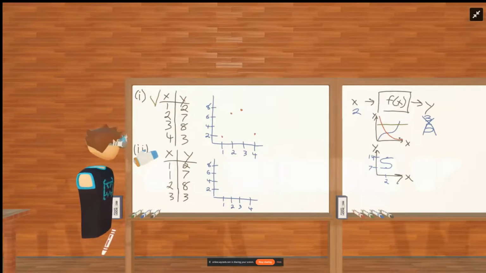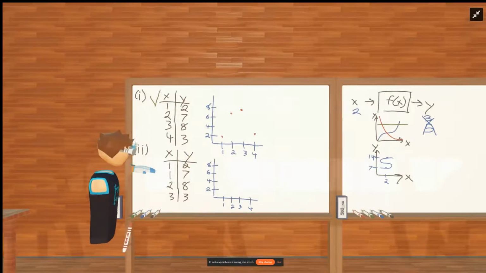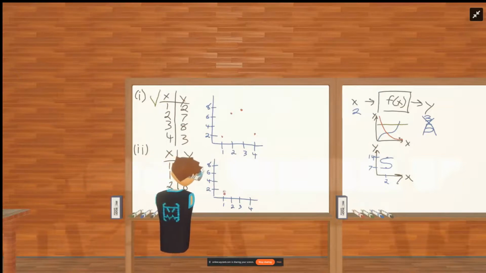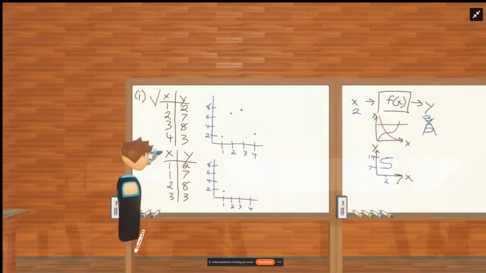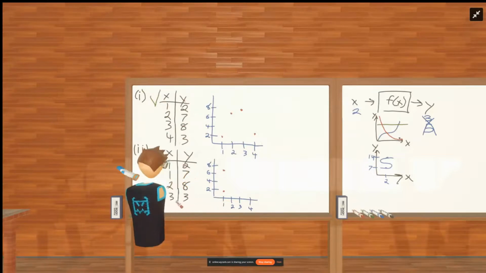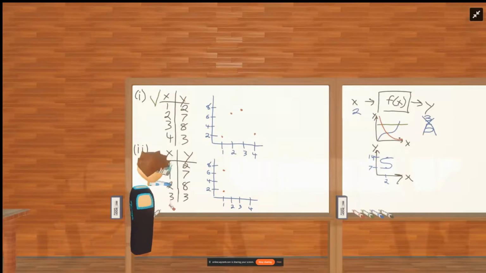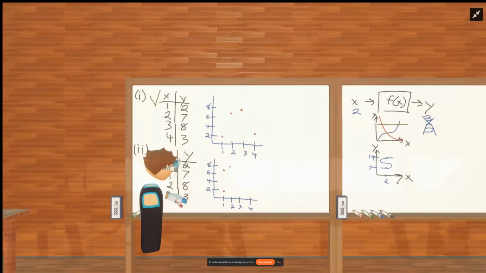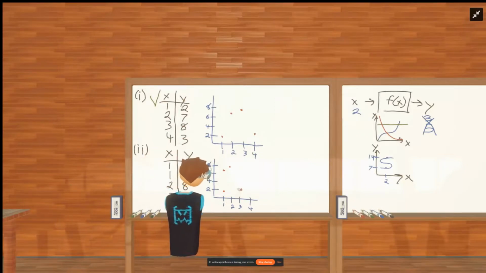We'll start by plotting, just like we did up here. So we start with x equals 1, y equals 2, much like the first one. So we plot that. And then we do x equals 1, y equals 7. So we do that, 1, and we come up here to 7. x equals 2, y equals 8. So we come up here to 8. And x equals 3, y equals 3. And so that's about here.